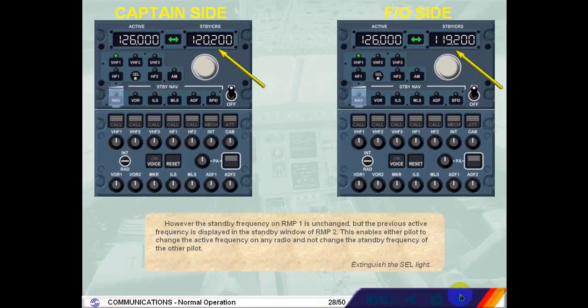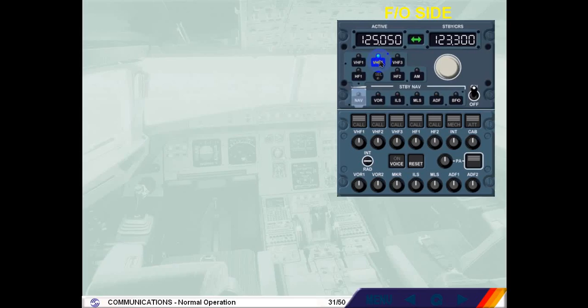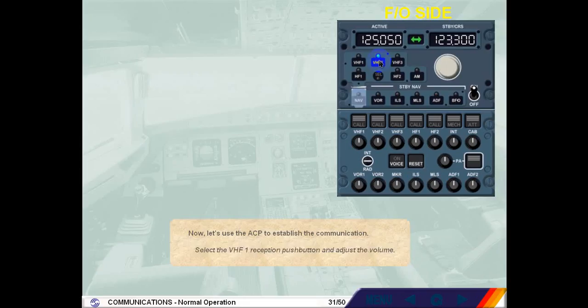Extinguish the selector light. Now select the VHF2 key on RMP2. Let's use the ACP to establish the communication. Select the VHF1 reception push button and adjust the volume.